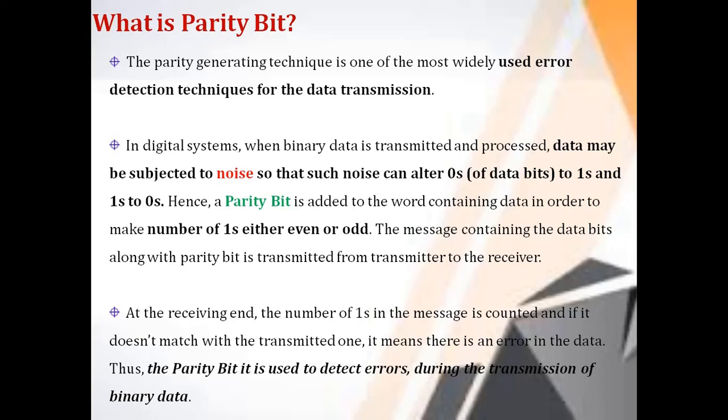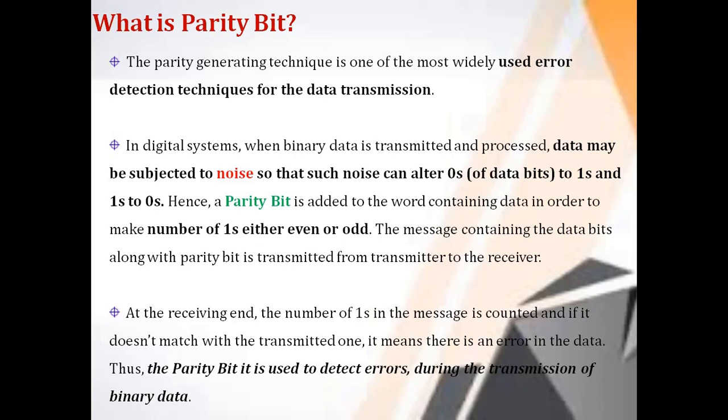To detect these types of errors, we need a parity bit. A parity bit is added to the word containing data in order to make the number of ones either even or odd. The message containing the data bits along with the parity bit is transmitted to the receiver. So when I want to send an original message to the receiver, I send the original message along with the parity bit.